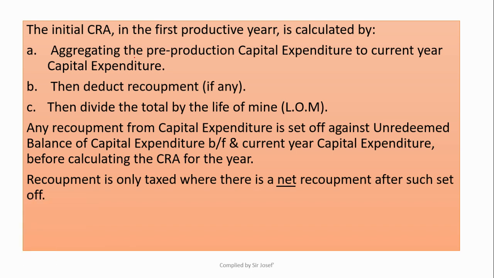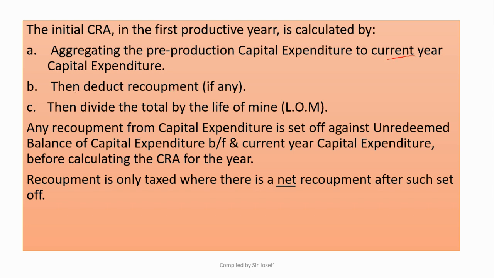Okay. So here, when we are saying the CRA will be using the life of mine basis, the CRA will be calculated as follows. We aggregate the pre-production capital expenditure to the current year capital expenditure. So the pre-production capital expenditure, we are talking about the unredeemed balance of capital expenditure from 2020. We add the capital expenditure for the current year.